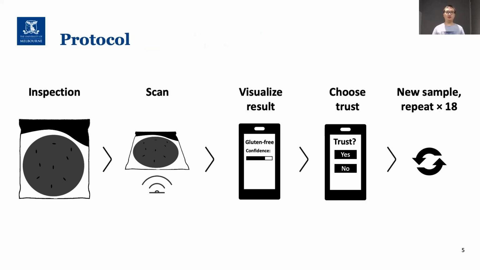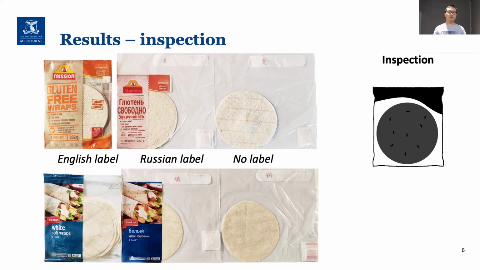Four steps: inspection, scan, visualize, and choose trust. I'm going to give more details for each step now. For the inspection, we will let participants inspect the packages by themselves and decide if it's gluten-free or not. We have 3 label conditions. The English label condition is the original commercial package. Then we made the Russian label condition by translating the original English label. As you can see, they look very similar, but in a foreign language. And then we made the no label condition, which is only the package without any information.